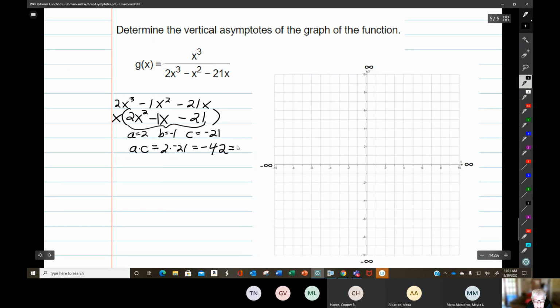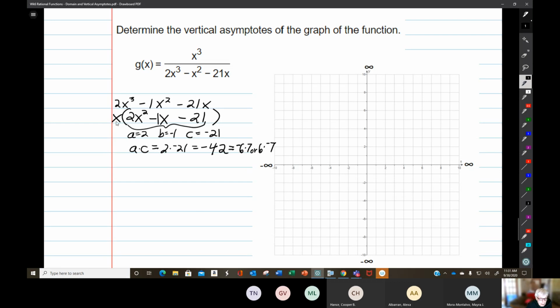Yes. That means it's going to be negative 6 times positive 7, or positive 6 times negative 7, because to get a negative number, you have to multiply a negative times a positive, or a positive times a negative, different signs. Okay, so now we are looking for two numbers that we can add together and get the B number, which is negative 1. Well, if I add 6 and negative 7 together, I will get negative 1.